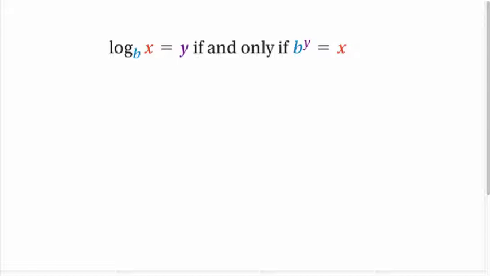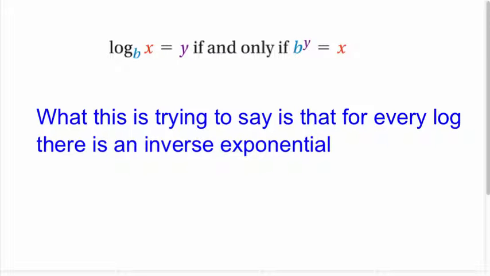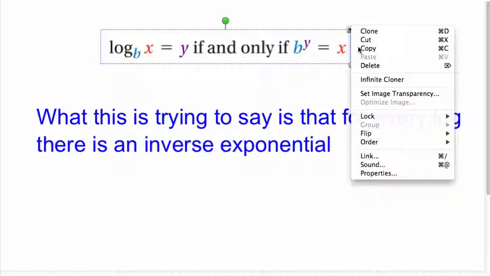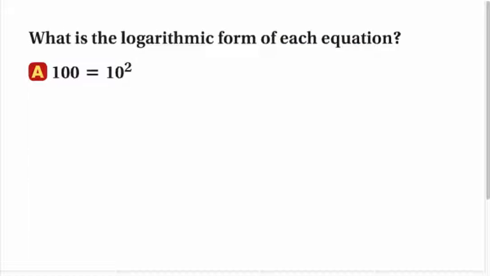So what this is trying to say is that for every log there is an inverse exponential. So let's do a little bit of practice on this so we can kind of get an idea of what this means in example, because looking at a statement like this is oftentimes confusing. So sometimes students understand better when they see it in example. So I'm going to copy this because I want to remember this, so I'm going to use it later.